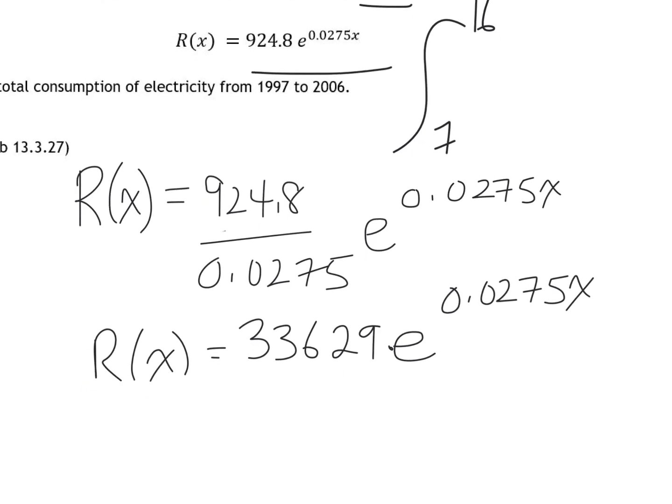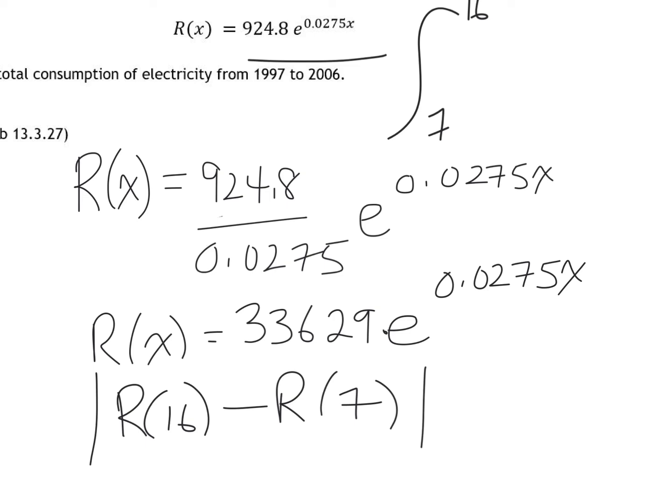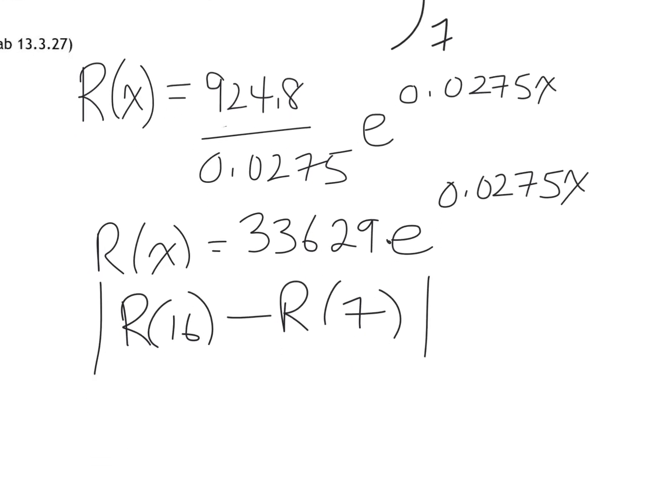Okay, so then we evaluate that function at 16. We evaluate that function at 7, and we find, again, the absolute value. It's a positive value of that, because again, we're looking at energy consumption. We can't have negative energy use, right?